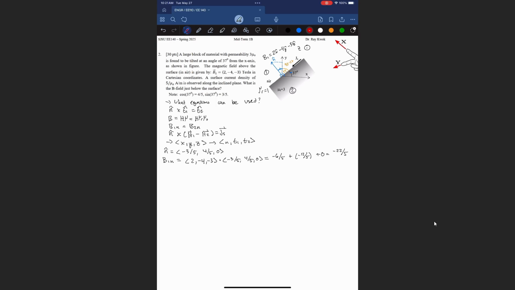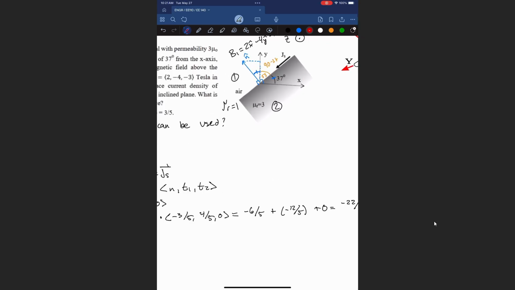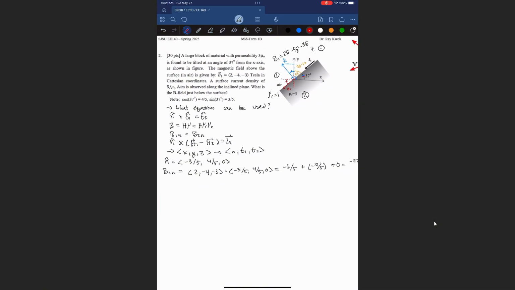Next is to find T1 hat and T2 hat. Both of these vectors are tangent vectors to the plane. Therefore, T1 can be found going down the inclined plane. The angle between the T1 hat and the block is equivalent to the 37 degrees. Therefore, when broken down into components, T1 hat is negative 4/5, negative 3/5, and 0.